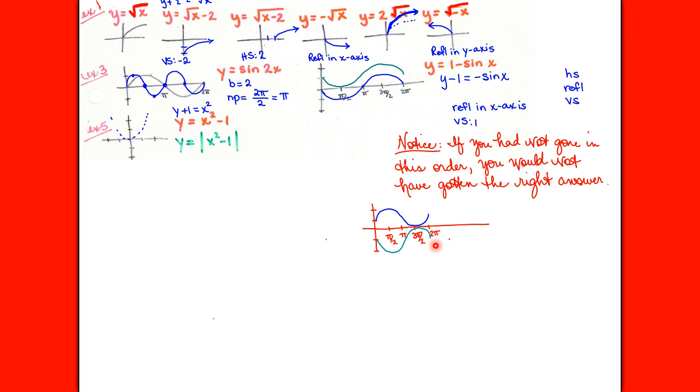If you put y equals 1 minus sine x into your calculator, you're going to get this final answer. You're not going to get this final answer. So order does make a difference in the way that we graph these.